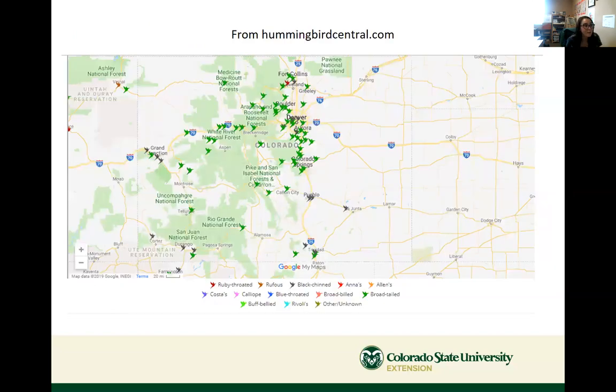I love this map, and I wanted to show you it. I pulled it for Colorado, but you can get onto hummingbirdcentral.com and look at your area if you're not from Colorado. And this is from last year, I believe. So there may be more updated data even for Colorado.